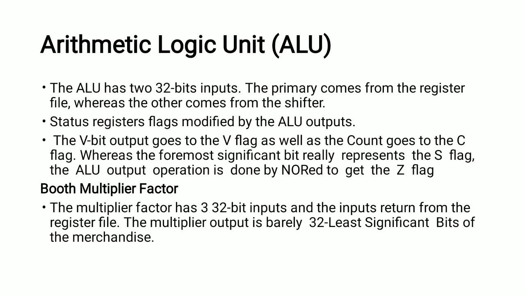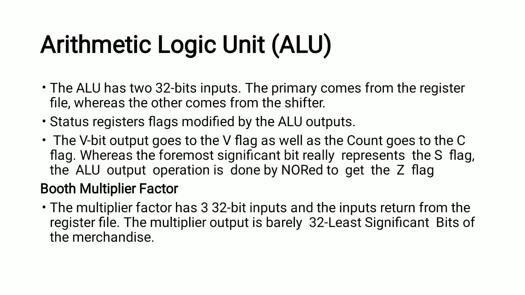Next we are going to see about the arithmetic and logic unit in this block diagram. The ALU has two 32-bit inputs, that is 64 bits of inputs. The primary one comes from the register file, whereas the other comes from the shifter. Status register flags are modified by the ALU outputs. The V bit output goes to the V flag, the carry goes to the C flag, whereas the most significant bit represents the N flag. The ALU output is NORed to get the Z flag.